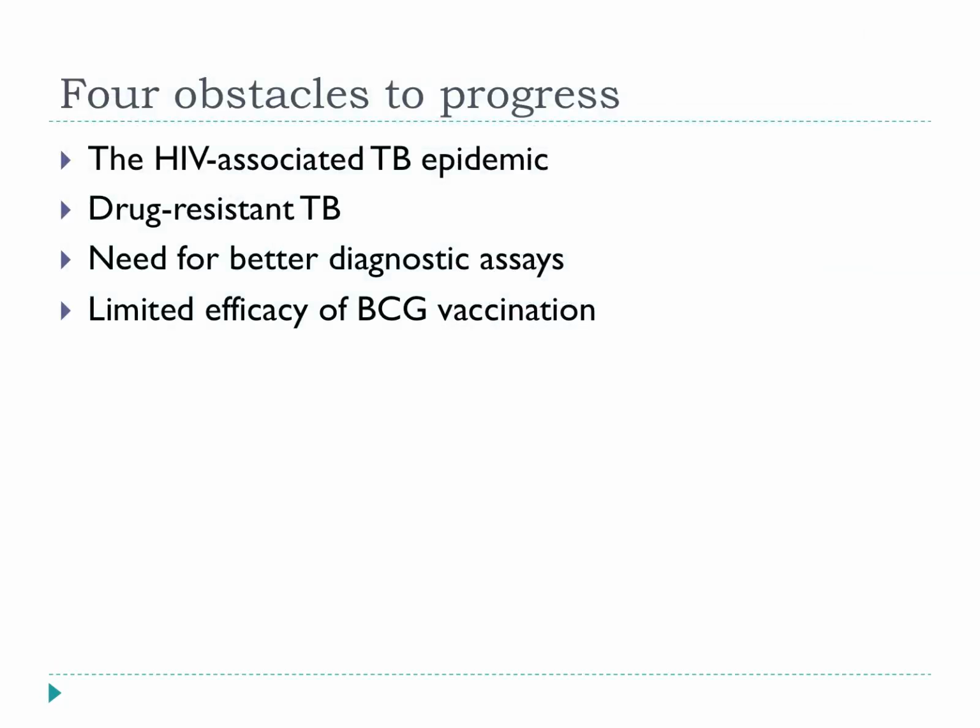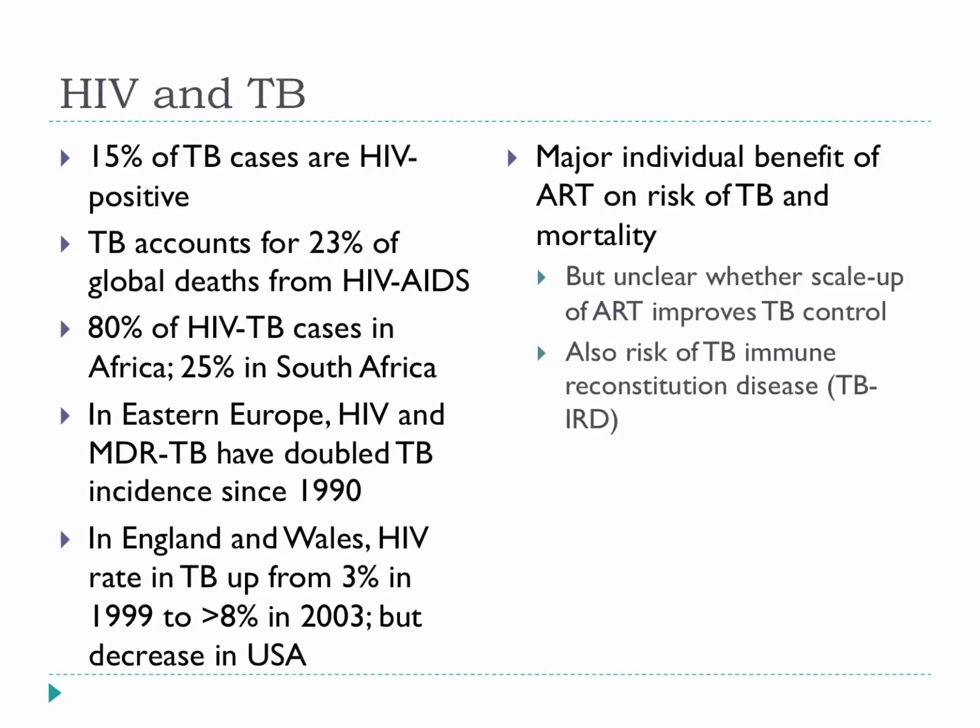The four obstacles, I guess, that are really hampering things and making us not quite so optimistic as we might be: we've got the HIV-associated epidemic, so there's this synergy between the two, drug-resistant TB, the need for better diagnostic assays, and limited efficacy. And I think I've got some slides on each of those in more detail.